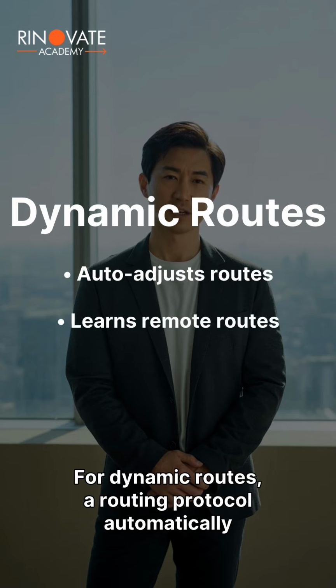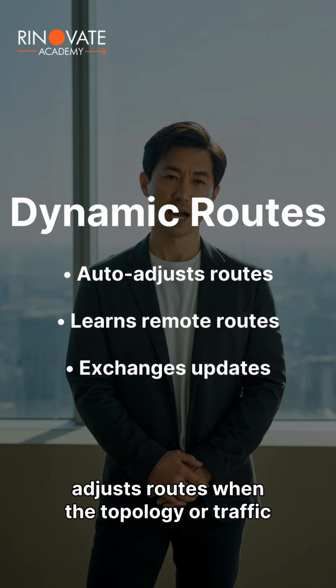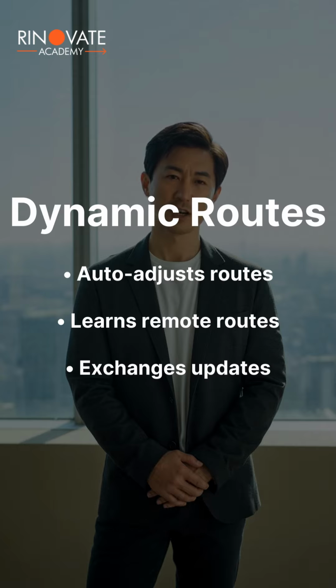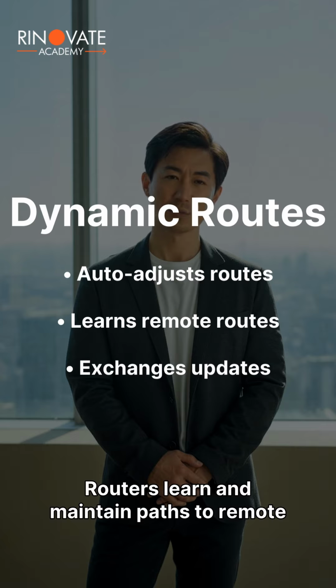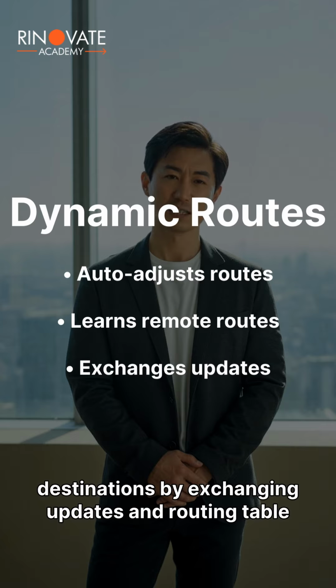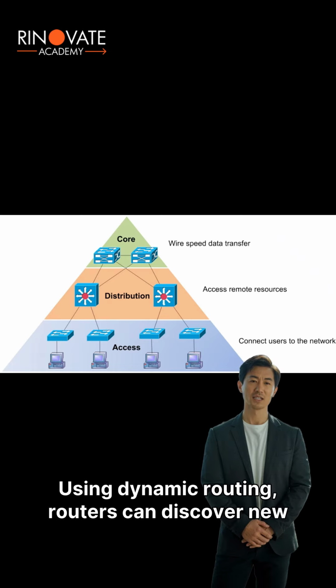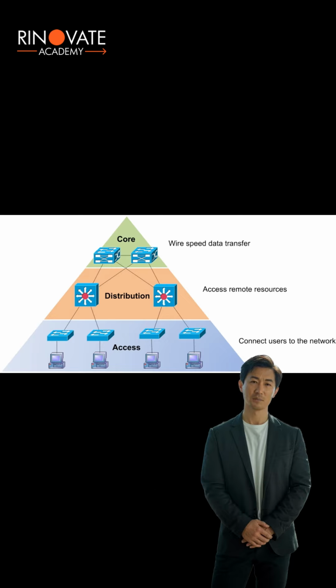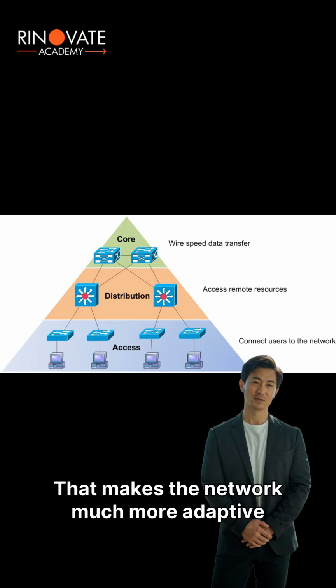For dynamic routes, a routing protocol automatically adjusts routes when the topology or traffic changes. Routers learn and maintain paths to remote destinations by exchanging updates and routing table information. Using dynamic routing, routers can discover new networks or other changes in the topology by sharing routing table information with their neighbors. That makes the network much more adaptive as it grows.